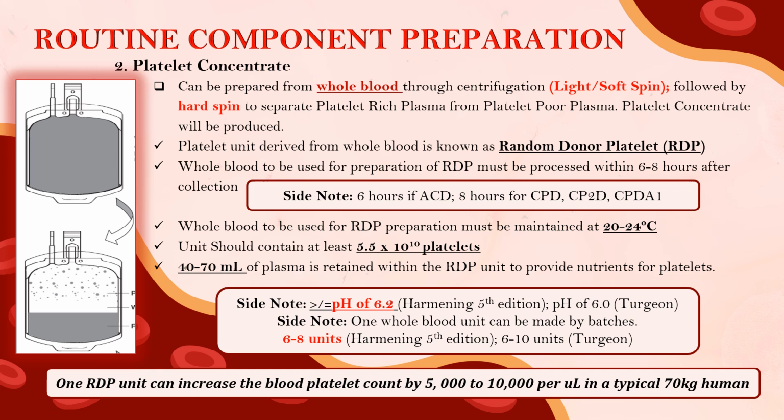So this action also maintains the required pH level of greater than or equal to 6.2 according to Denise Harmening and 6.0 according to Turgeon. However, in this case, we follow the pH of 6.2. So take note and always remember these values, class, because they come out often during board exam reviews. So 1 RDP unit can increase the blood platelet count by 5,000 to 10,000 per microliter in a typical 70 kilogram adult human.